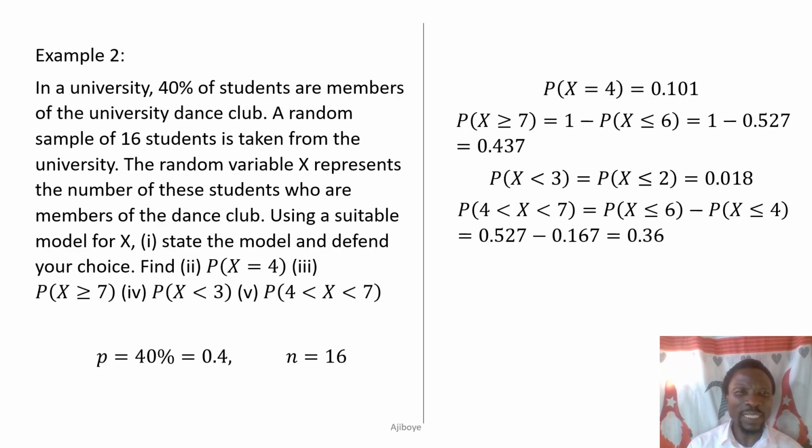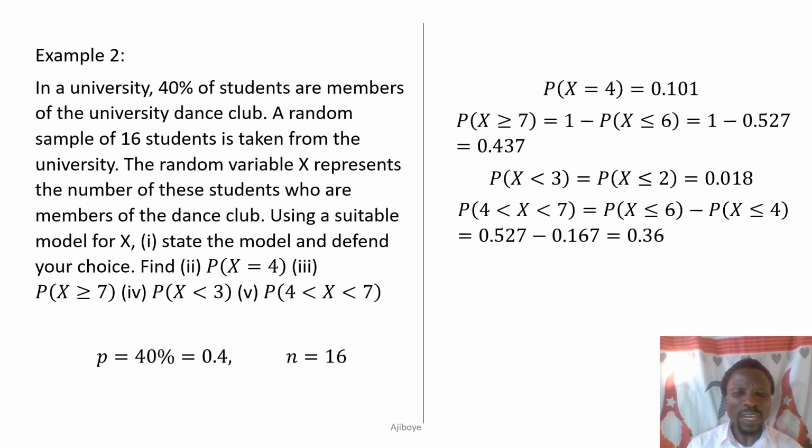So let's take a look at this example. In a university, 40% of the students are members of the university dance club. A random sample of 16 students is taken from the university. The random variable X represents the number of these students who are members of the dance club. Using a suitable model for X, state the model and defend your choice. Find the probability of X taking a value of 4, probability of X greater than 7, which can be interpreted as the probability that at least 7 students are members of the dance club, probability of X less than 3, probability of X taking a value between 4 and 7.